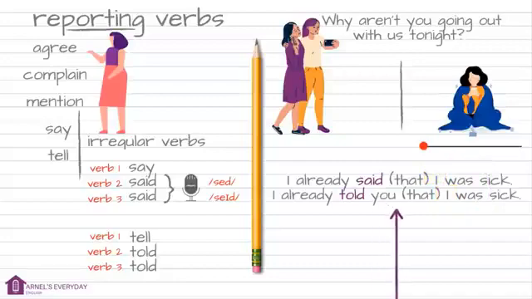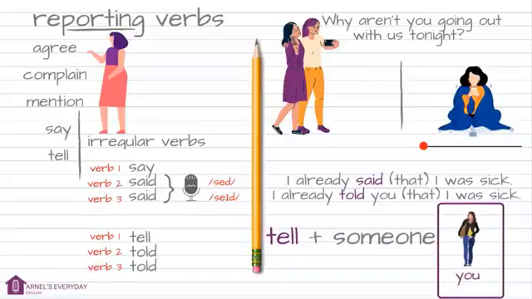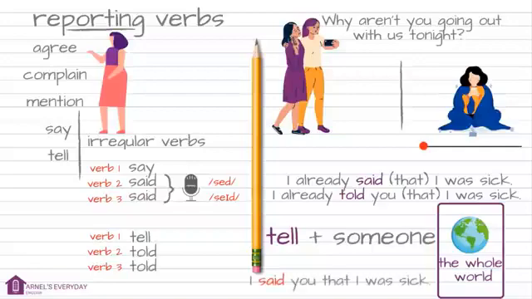Told you. When we use tell, we must give the person we are speaking to. I told you that I was sick. I told him that I was sick. I told my dog that I was sick. I told the whole world that I was sick. We do not do this with say. I said you that I was sick? No. So using tell can give you a bit more information.